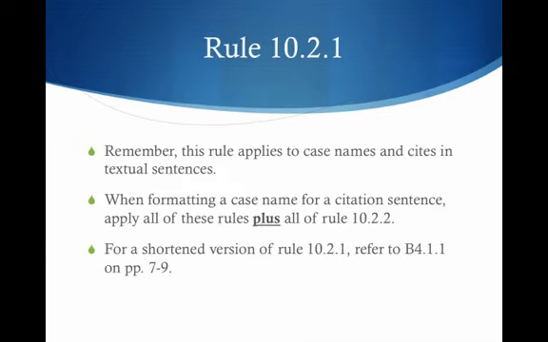Now, as a reminder, Rule 10.2.1 applies specifically to case names in cites and textual sentences. This is not a rule that's only for citation sentences. When formatting a case name for a citation sentence, that is, where your cite appears at the end of the sentence within its own sentence, you're going to apply all of these rules plus all of Rule 10.2.2. Again, for a shortened version of Rule 10.2.1, refer to Blue Page's Rule B4.1.1 found on pages 7 through 9.